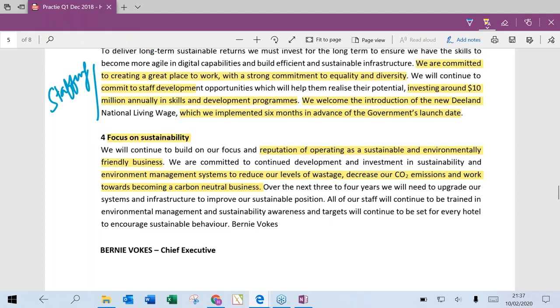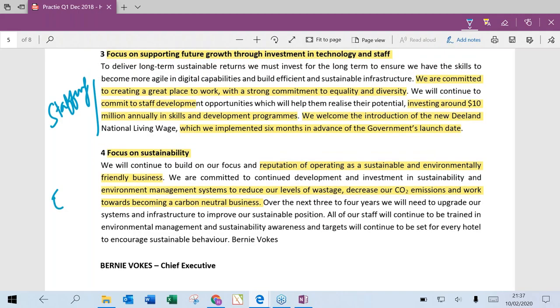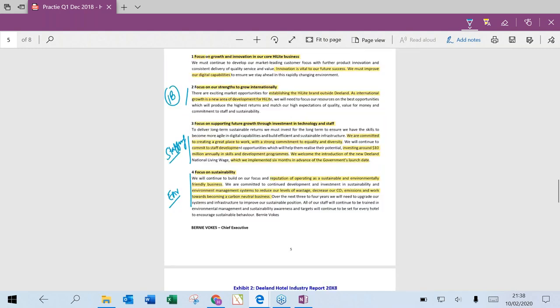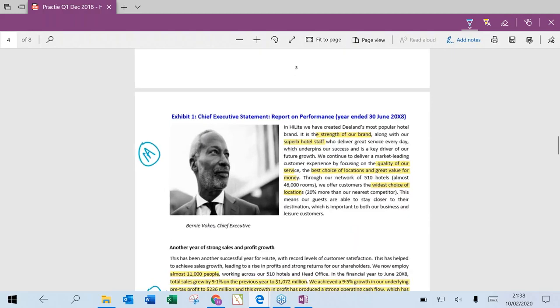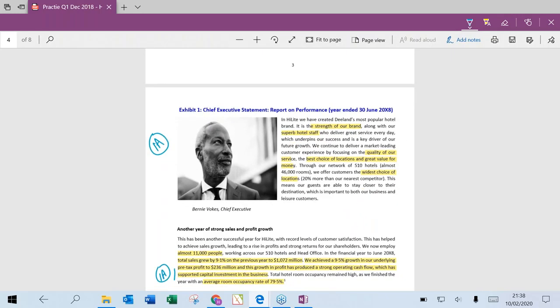Right. So I'll just talk about that. This one is about environmental aspects. Okay. This paragraph. So we just read Exhibit 1. It was a performance report by the CEO for the year.